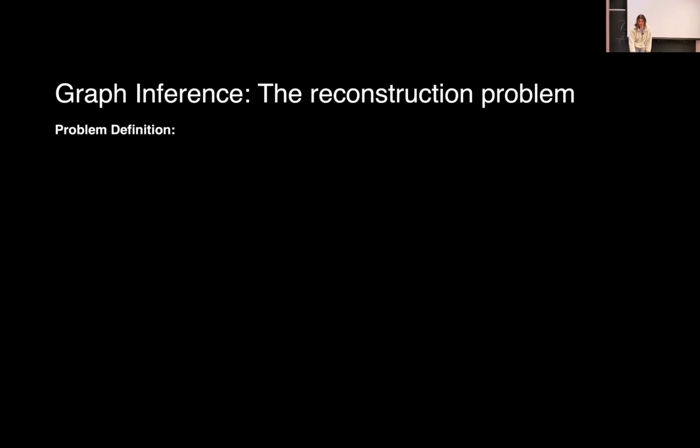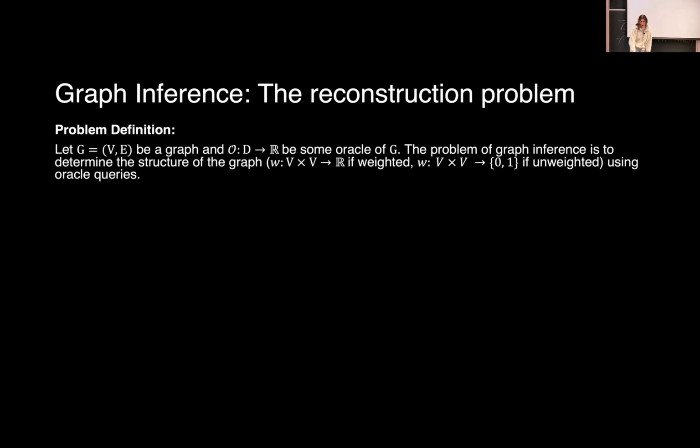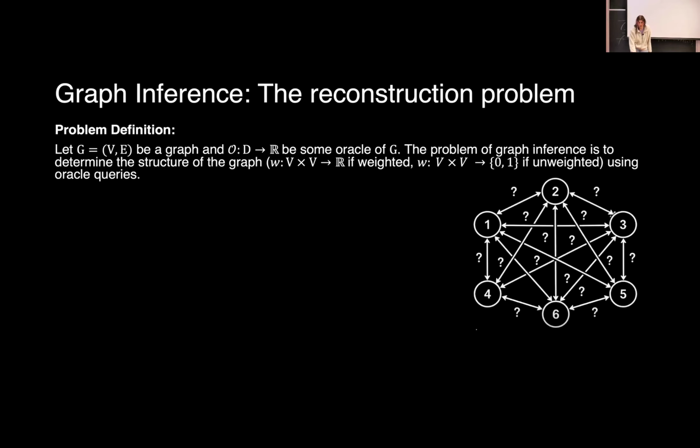So here we have graph inference, the reconstruction problem. If we're given a graph and we have some oracle on the graph that tells us information about it, we want to figure out what the structure of this is. We're going to characterize this by W, a vector of the weights on all the edges. You could do this with an adjacency matrix or an adjacency list, but we're going to characterize this with a weight vector.